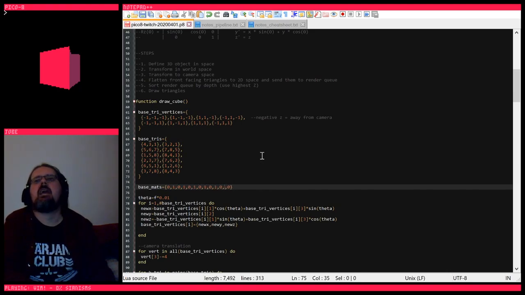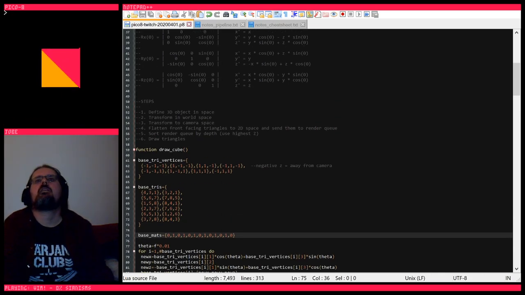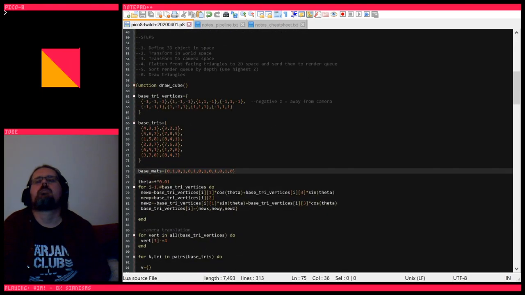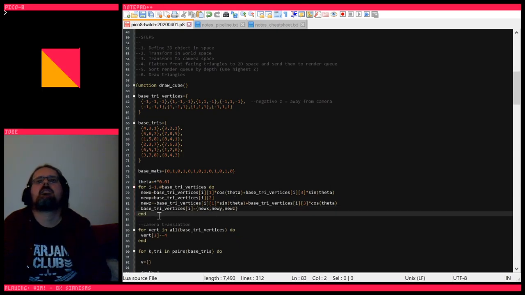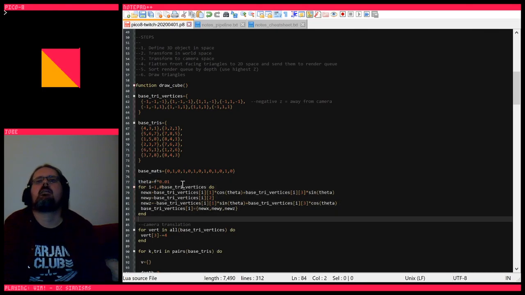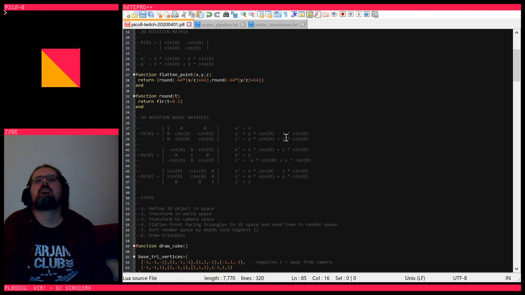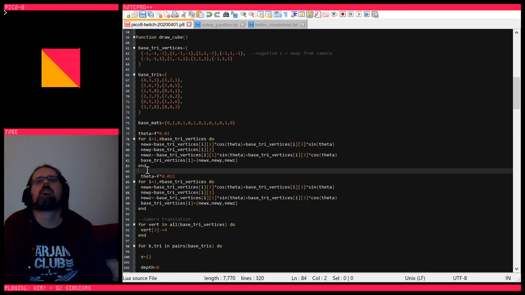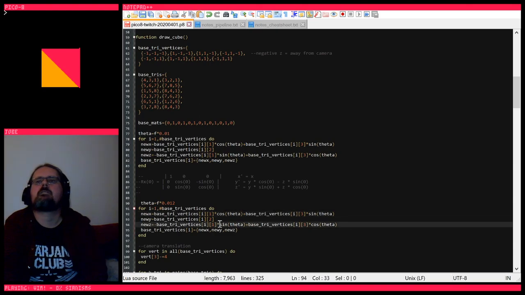Now we have at least 8 clockwise faces. Let's do another rotation, let's say around the x-axis, so we should be able to see all of the faces. So, rotation around the x-axis, we're going to copy this to help us, and so x is just going to be x.